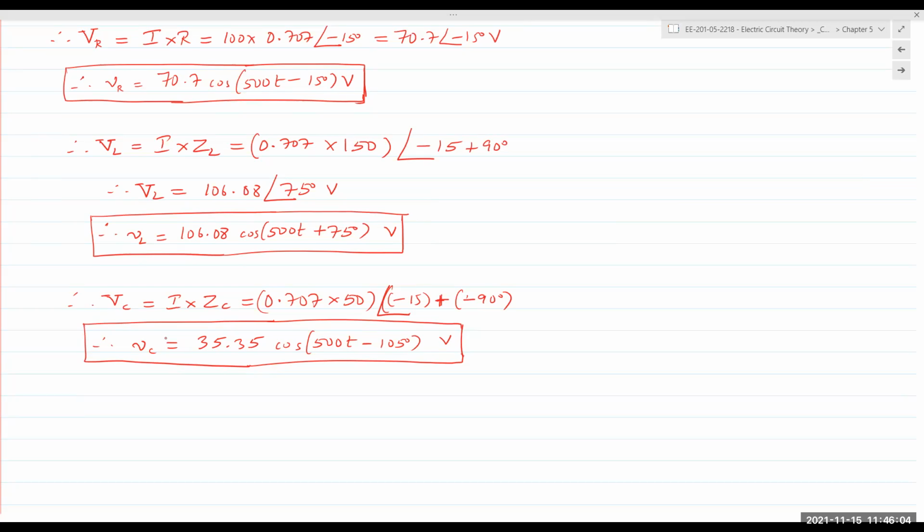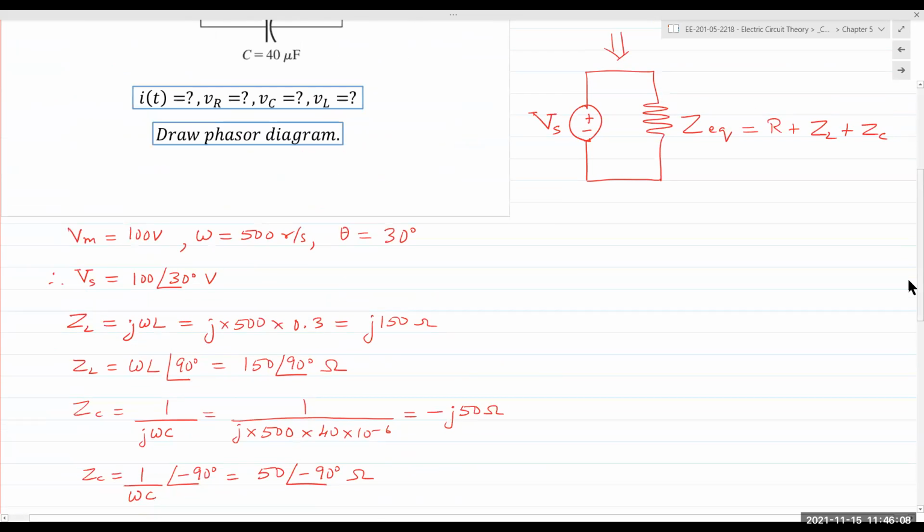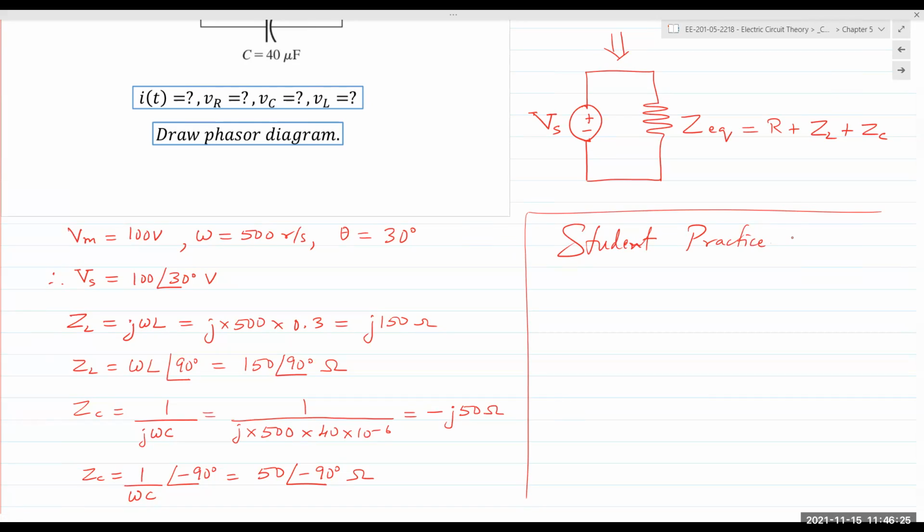So as student practice, I will assign you, don't worry, it's not mesh current. You can solve this with another method. Any techniques come to mind? You have a voltage source connected with a series combination of impedances. What happens when you have a voltage across a series connection?